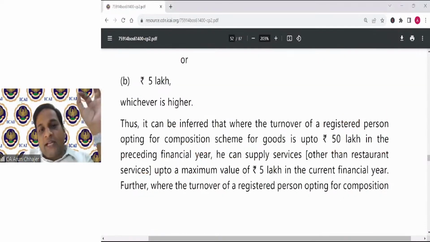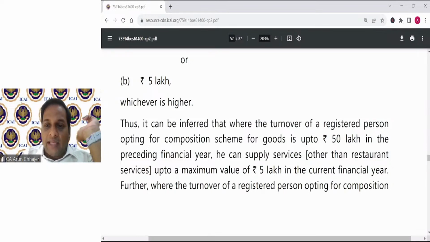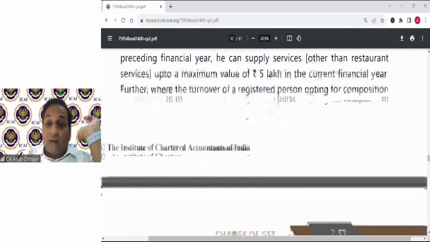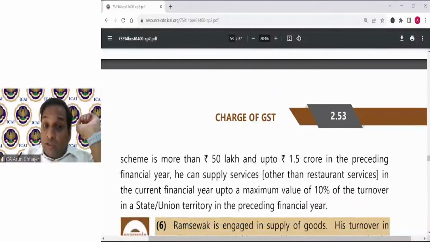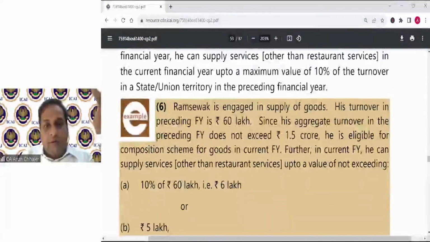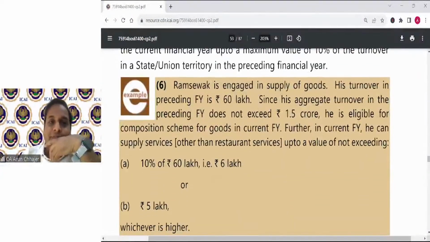Thus, it can be inferred that where the turnover of the registered person is up to 50 lakh in the preceding year, he can supply the service up to a maximum of 5 lakh in the current year. Further, where the turnover opting for composition is more than 50 lakh and up to 1.5 crore, then accordingly 10% of the turnover, he can provide the service.